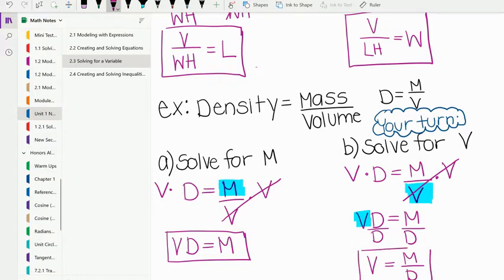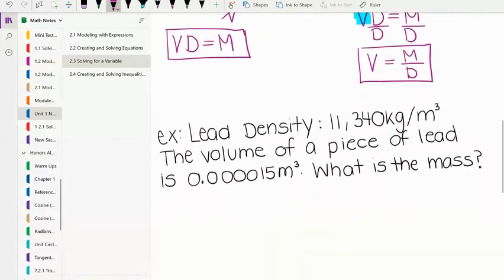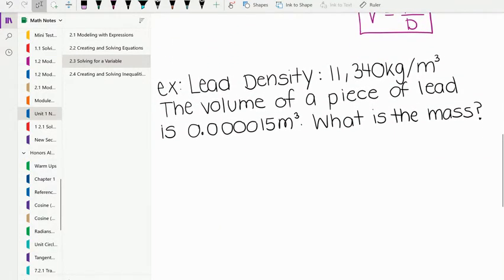So this kind of looks like a foreign language in a way because we're just saying random letters. But what you have to focus on is you're just trying to isolate a specific variable. So it does help to kind of highlight it to know that you're trying to get that thing by itself. Okay. So now we're going to go ahead and look at a word problem, but it's actually easier than you think because we're just going to be plugging in things.